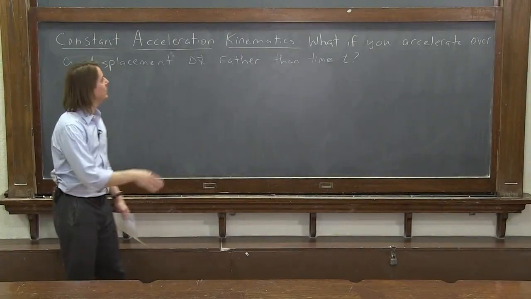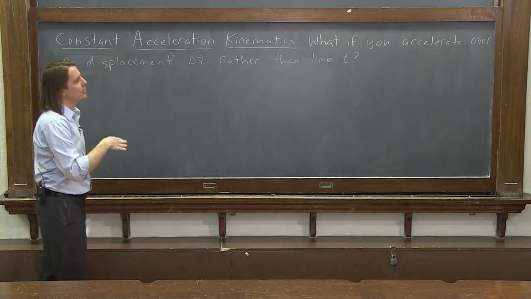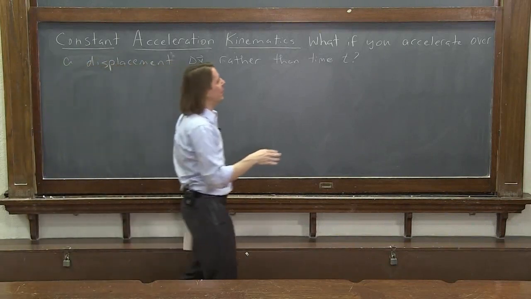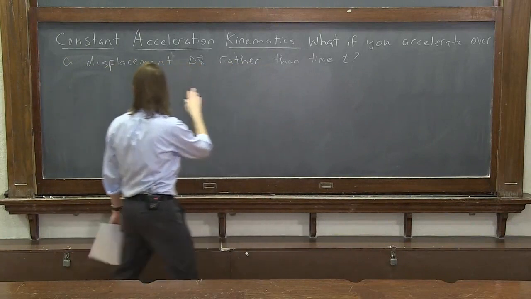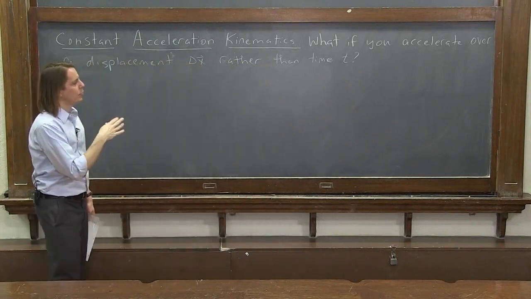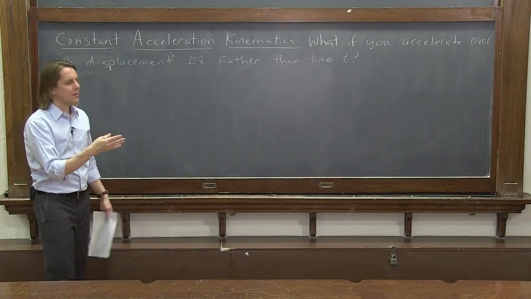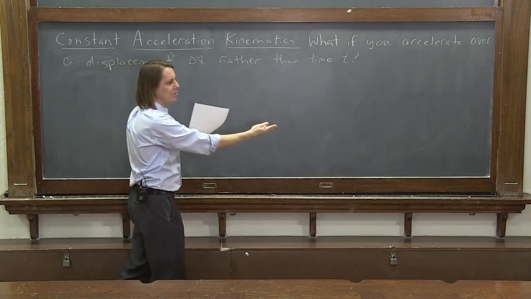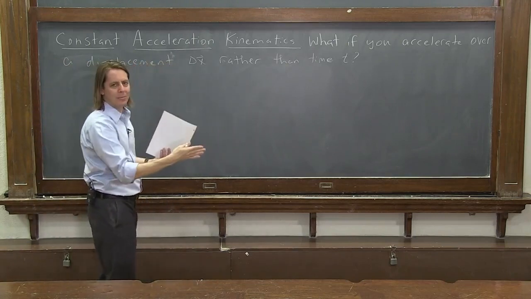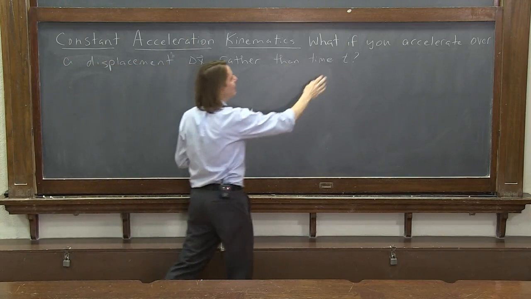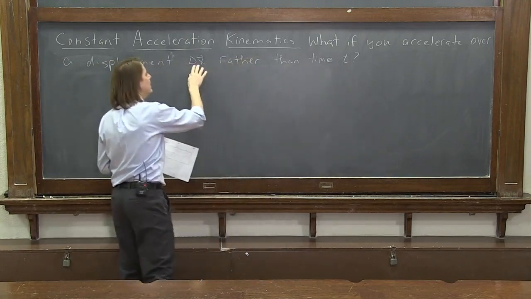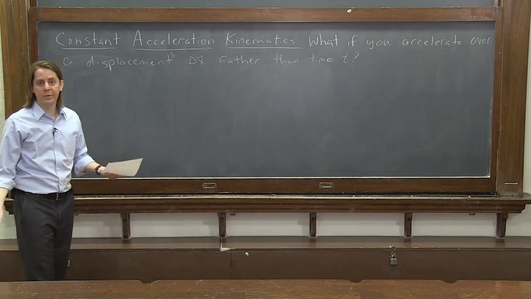We now derived 2 equations of constant acceleration kinematics, but some problems kind of need a different one. What if you accelerate over a displacement delta x rather than a time t? Now really, you accelerate over both. You accelerate for some distance and some time. But sometimes a problem, rather than giving you the time you accelerate, might give you the distance you would accelerate. So what do you do then?